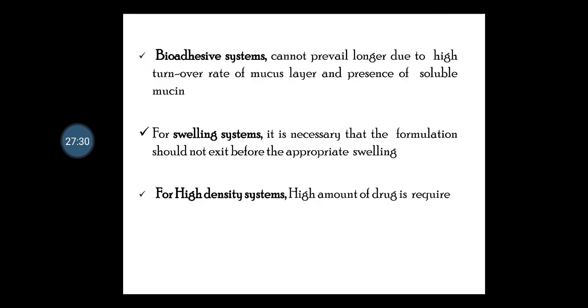Next is the bioadhesive system. A bioadhesive system cannot prevail for long due to the higher turnover rate of the mucus layer and the presence of soluble mucin. The next is the swelling system. It is necessary that the formulation should not exceed the pyloric sphincter size before appropriate swelling. And the last limitation of GRDDS is for high density systems, where a high amount of drug is required. So these are a few limitations I have cited, where one has to think wisely upon the fabrication of GRDDS.